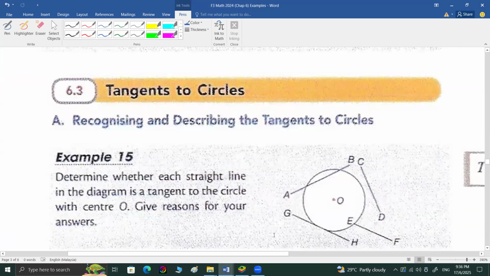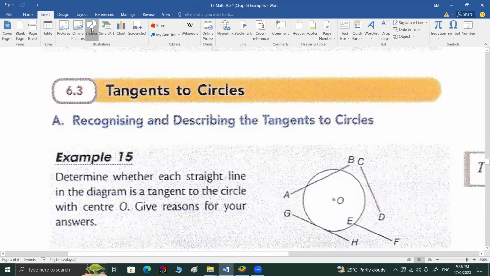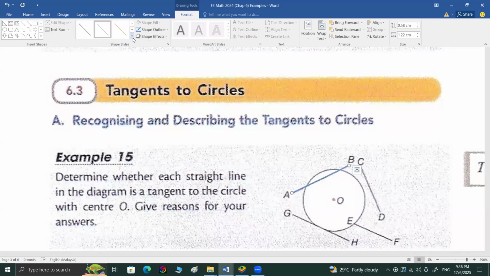Tangent. Okay, what do you mean by tangent, class? If you want to get the tangent of a circle, the tangent must be like this, okay, class? It must cut one point of the circumference only. Okay, that means it reaches.